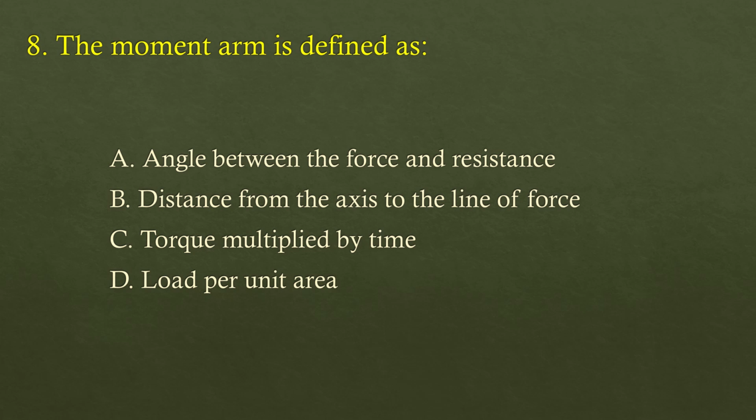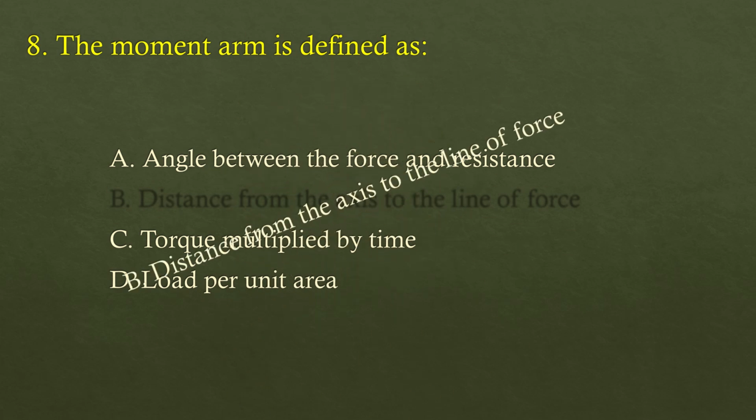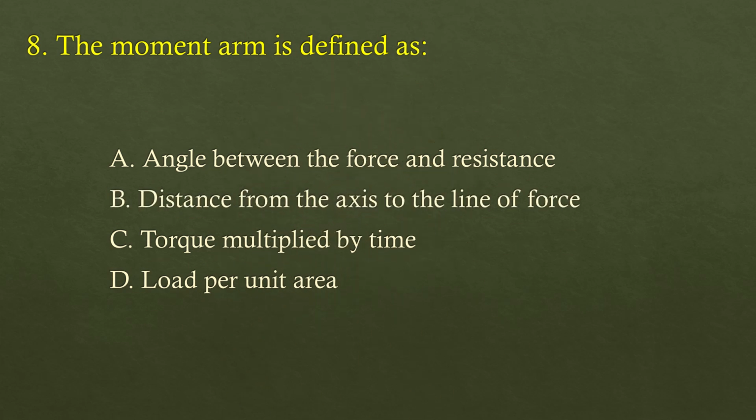Number 8. The moment arm is defined as A. Angle between the force and resistance. B. Distance from the axis to the line of force. C. Torque multiplied by time. D. Load per unit area. So the answer is B. Distance from the axis to the line of force.